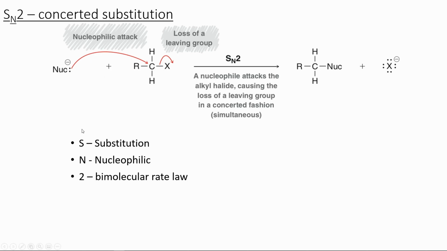And just in summary, the S stands for substitution reaction. We're substituting the nucleophile for the leaving group. The N stands for nucleophilic, because we're doing a nucleophilic attack. And then the 2 stands for a bimolecular rate law, which we'll discuss a little bit more when we cover the kinetics of this reaction.